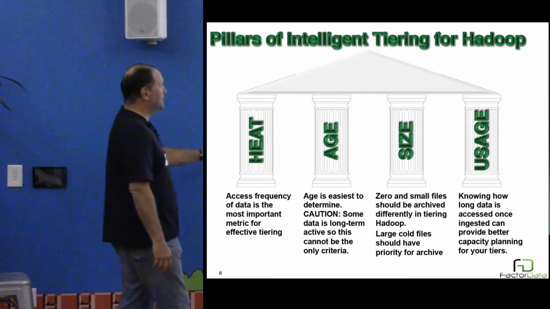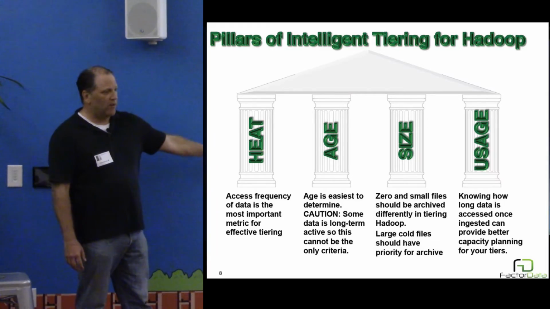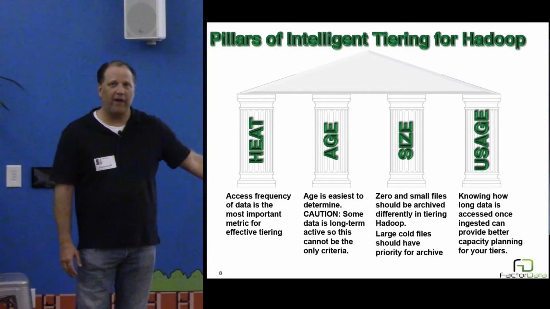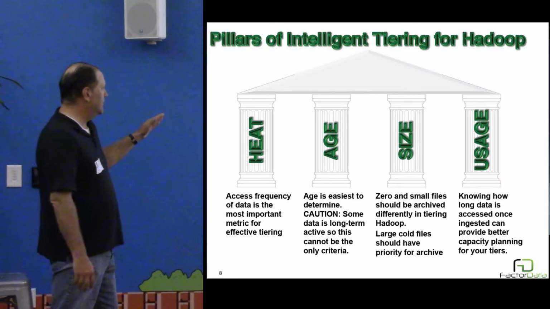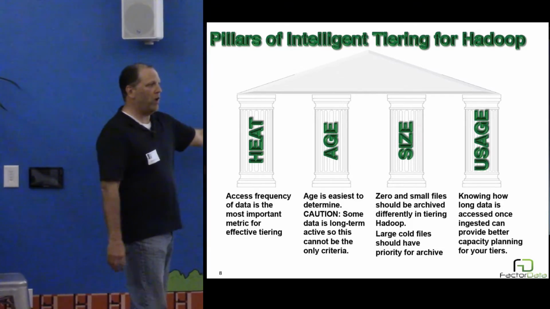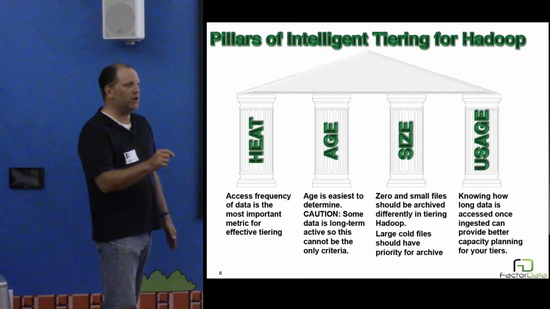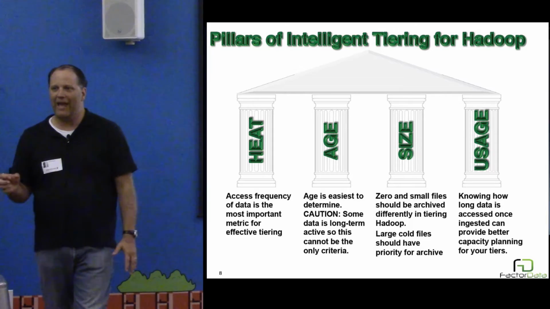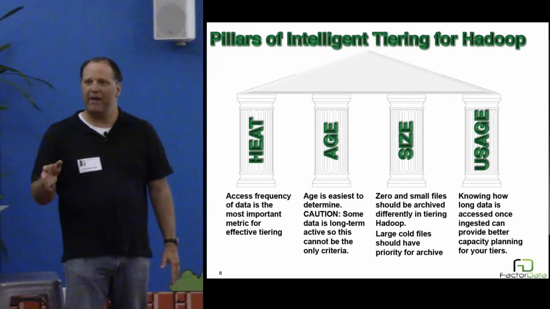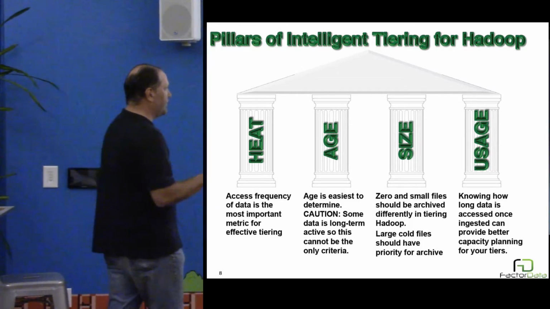So these are all the things that you want to see. You want to see heat. When's the last time I accessed that file? How many times have I accessed that file? That is going to be the most important one, and it is there. That information is in Hadoop. It's just not easy to get. It's not that easy to get, but it is in there. We have metadata in Hadoop that we can extract that gives us that information, and I'll talk about that.